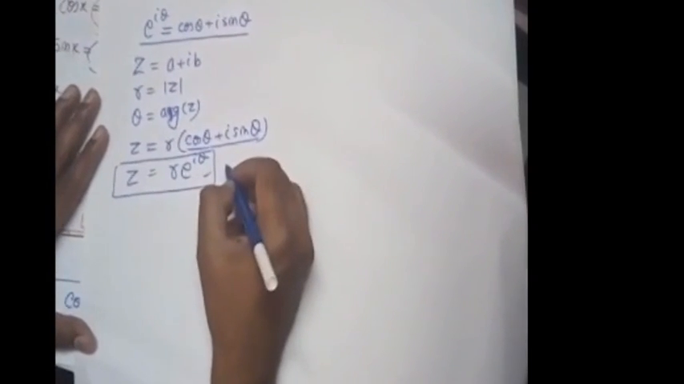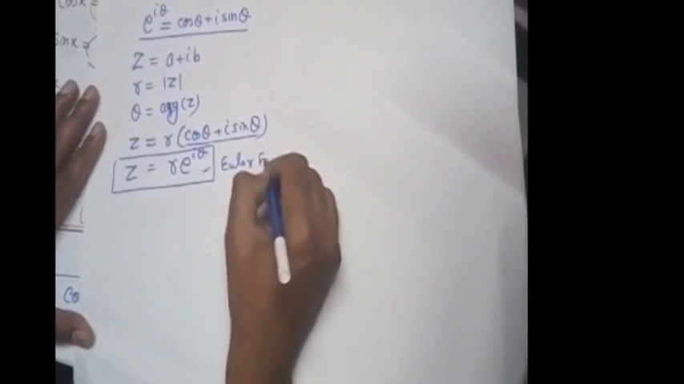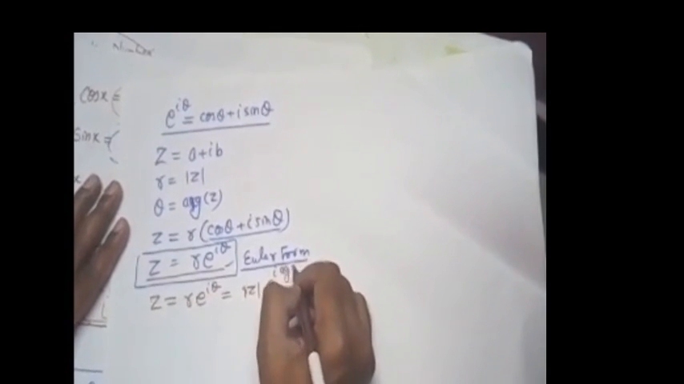This is also a very important form. It is also called Euler form. Euler form of a complex number. So now this is our new concept. That is, z is equal to r into e power i theta, meaning mod of z into e power i argument of z.